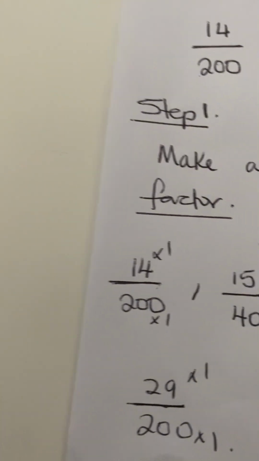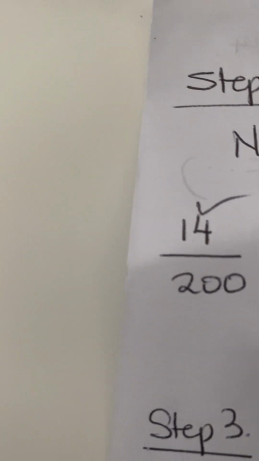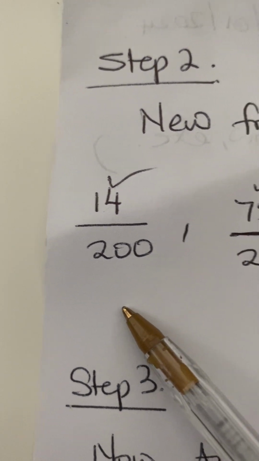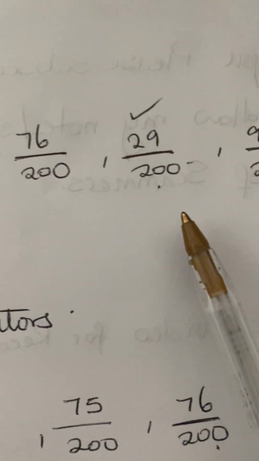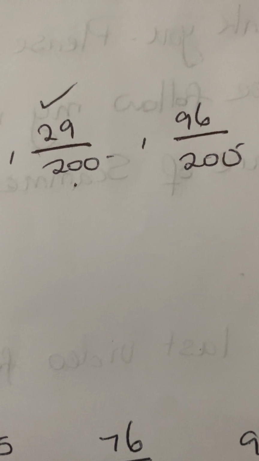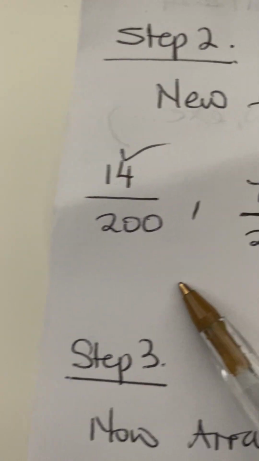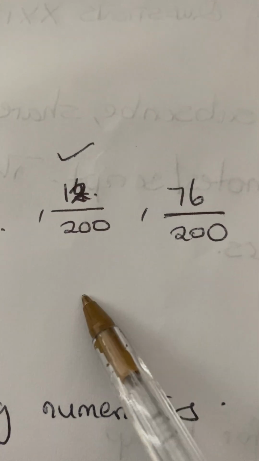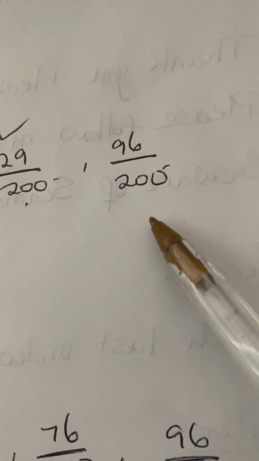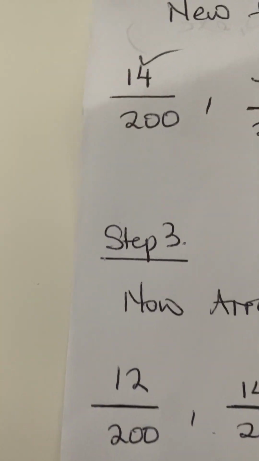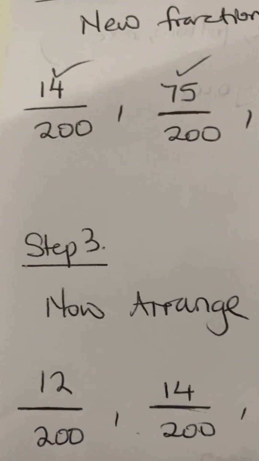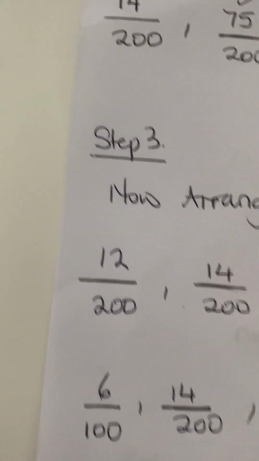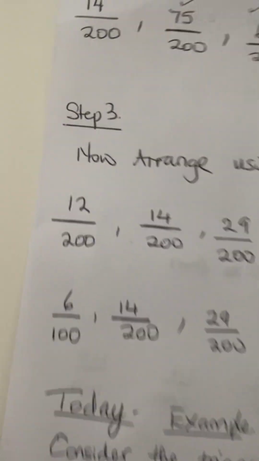Okay, so now that I have that, I'm going to write it out. I've changed all the fractions into something divided by 200. So 14 over 200, 75 over 200, 68 over 200, 12 over 200, 76 over 200, 29 over 200, 96 over 200. Now it's easy for me to use the numerator to see which one is the lowest and which one is the highest. So I'm going to rearrange them.